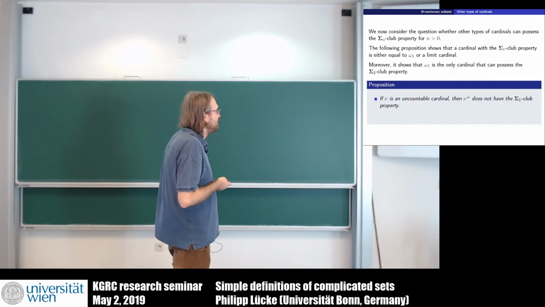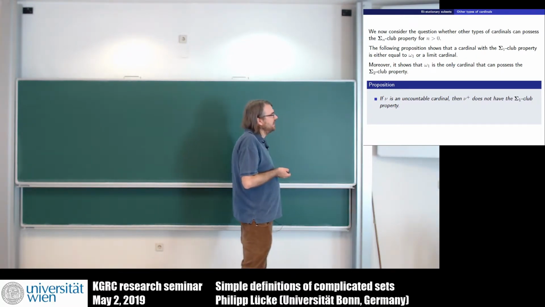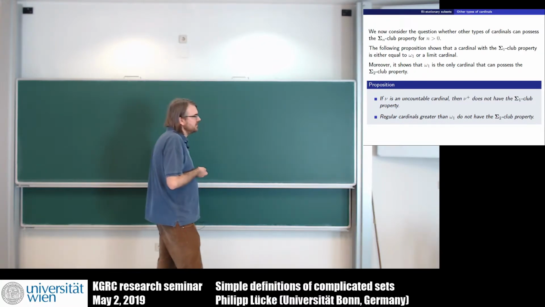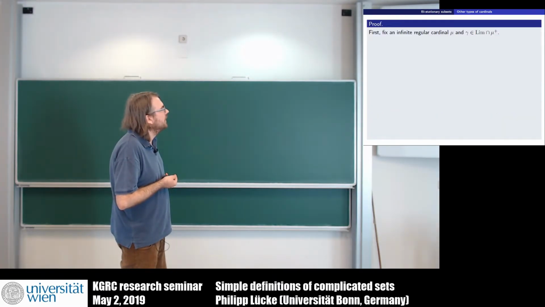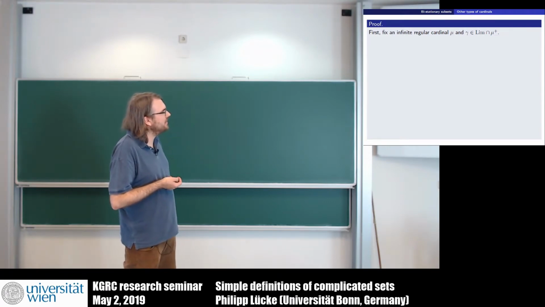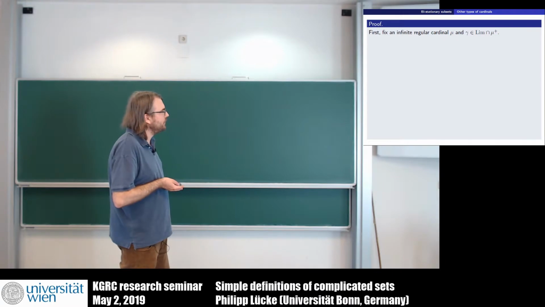Okay, and this will be the proof of this proposition. So if you have an uncountable cardinal, then the successor of this cardinal does not have the sigma 1 club property, and regular cardinals greater than omega 1 do not have the sigma 2 club property. Okay, and I think I have a lengthy proof of this, but it's actually quite simple. So first of all, let's show that successors of regular cardinals do not have this sigma 1 club property.